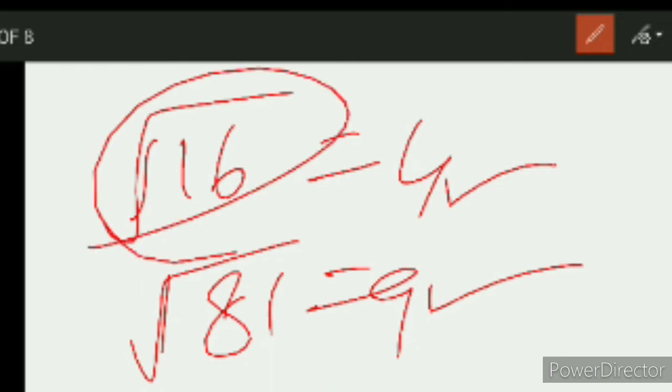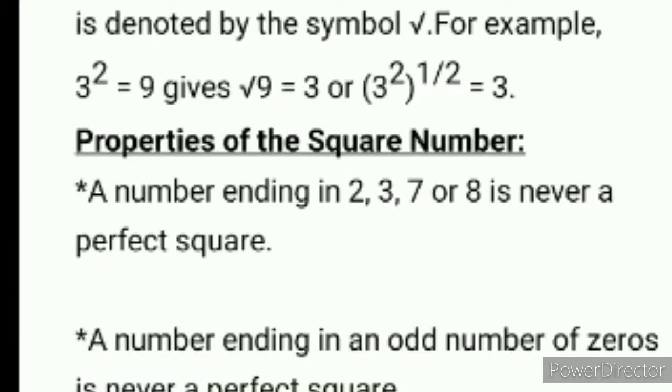Okay. Properties of the square number. A number ending in 2, 3, 7 or 8 is never a perfect square. For example, 32 is not a perfect square because its unit digit is 2. A number which ends with any of these digits 2, 3, 7 or 8 is not a perfect square. That is a non-perfect square. Example, 123, 378. A number ending with 1 zero, for example, 250, 350, are also not squares. They are non-perfect squares. Understood?